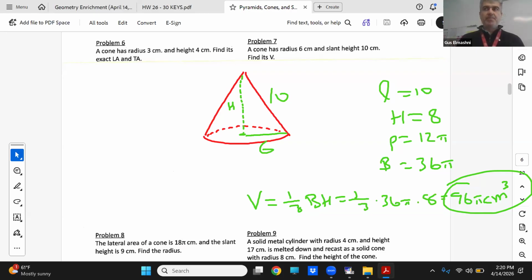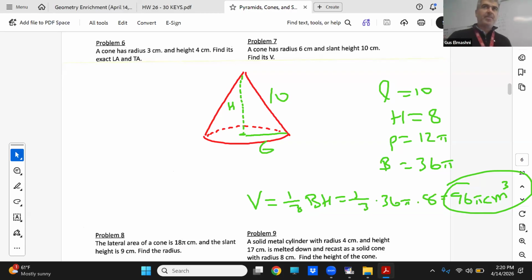Why are we? We didn't actually. You're right. We didn't. That was just by habit. Actually, you're 100% correct. We didn't need to. That's if I had to find surface area or lateral area. Do we leave it? Yes, in this case I would, in terms of pi.